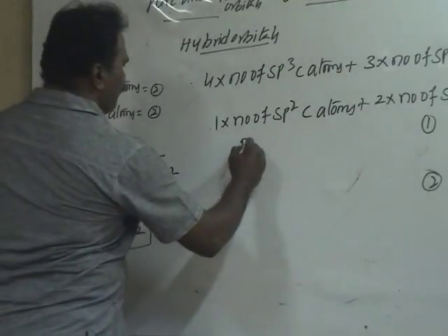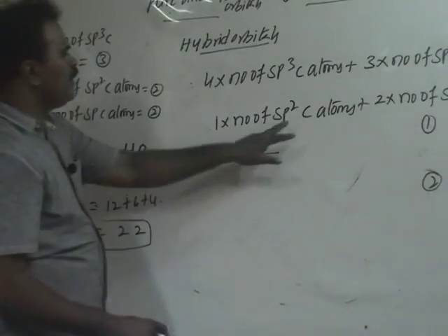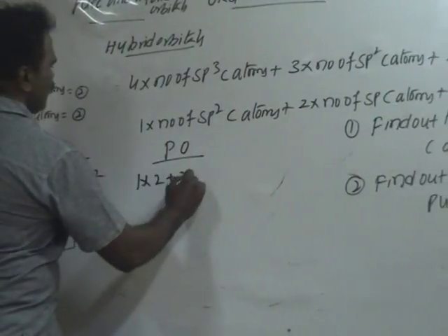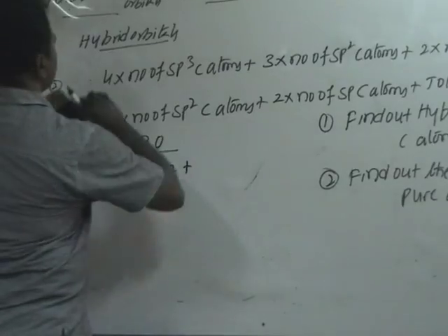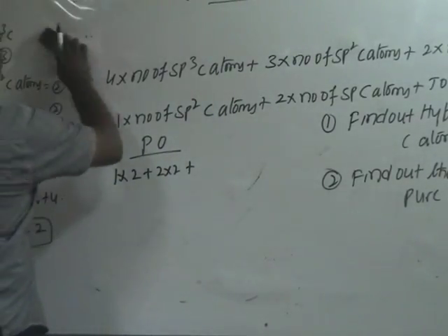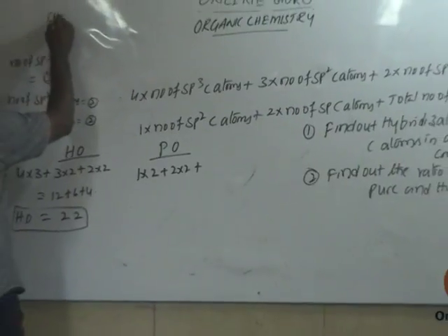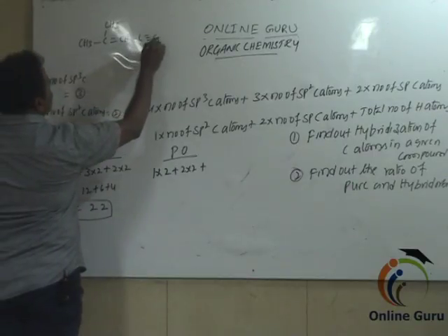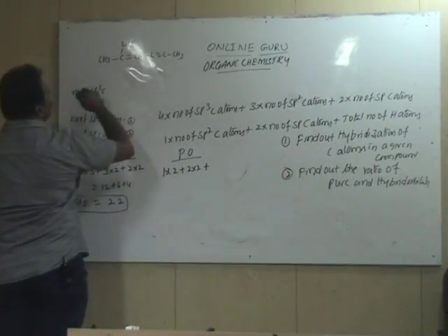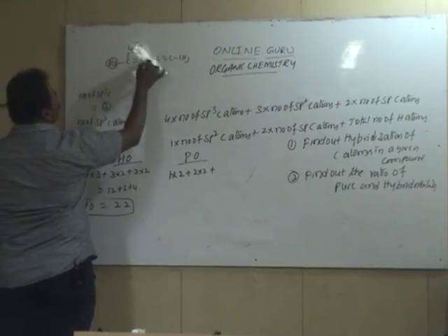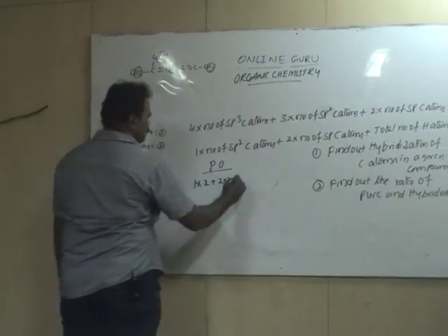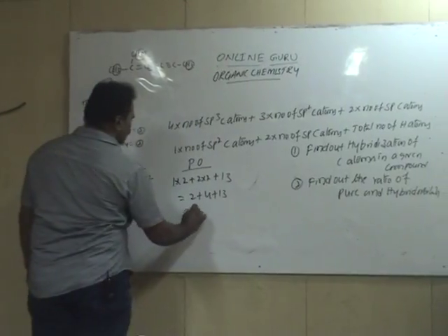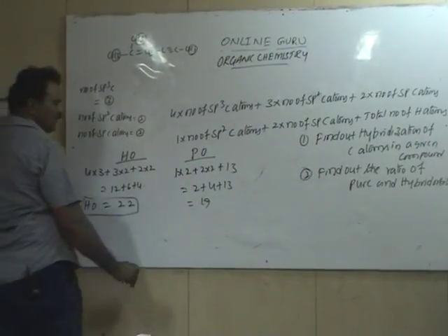Next, PO means pure orbitals: 1 into the number of sp2 carbon atoms, plus 2 into the number of sp carbon atoms, plus the total number of hydrogen atoms in the compound CH3-C(CH3)=CH-C≡C-CH3. Here 3 plus 3 is 6, plus... 9 plus 1 is 10, and 13. So 2 plus 4 plus 13. The total number of pure orbitals is 19.